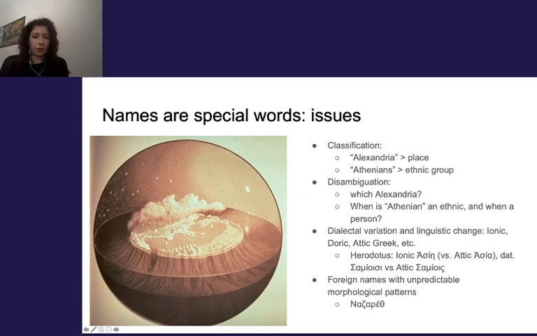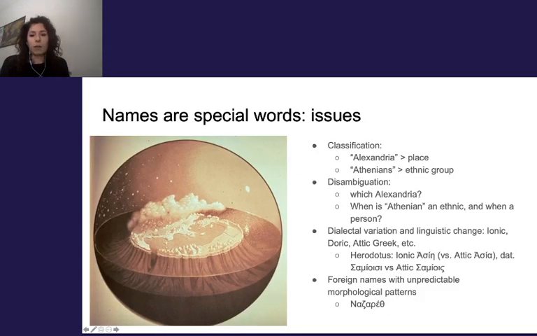And finally, to further complicate the issues, especially in later and biblical Greek, there is a tendency to increase the usage of foreign names, like Nazareth, for example. And foreign names tend to be just transliterated in Greek with completely non-standard endings and morphological patterns, which do not align at all with ancient Greek morphology. So this is another problem for the training of suitable part of speech taggers.